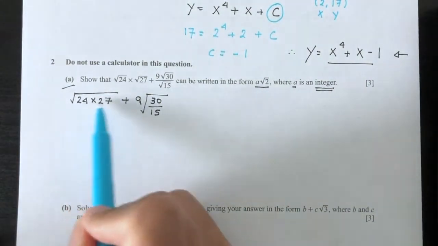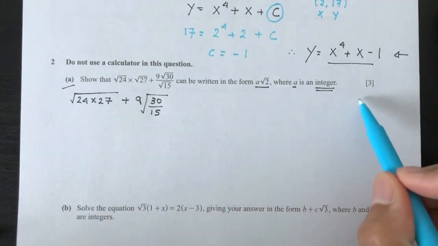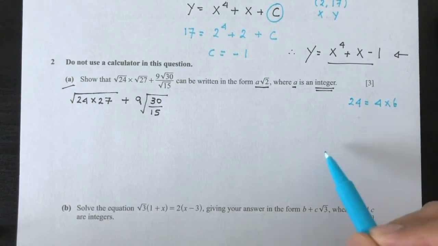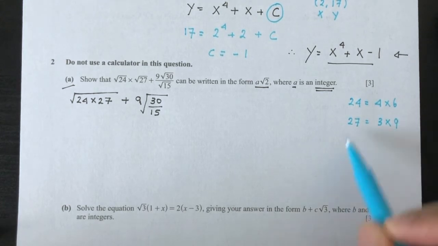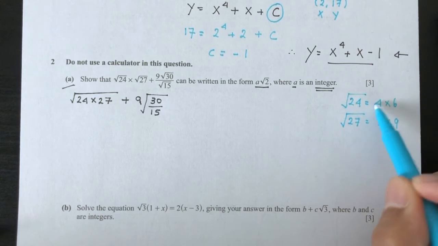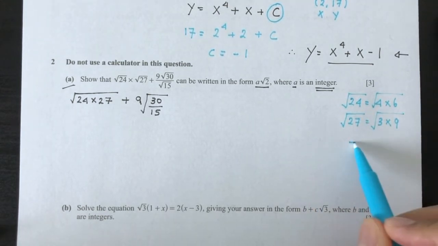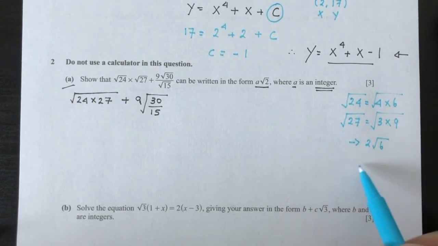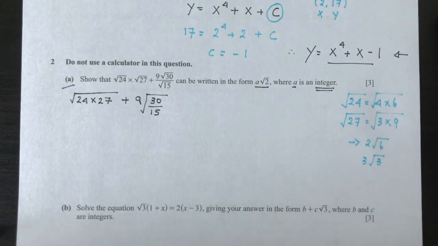So for example, here we have 24 and 27. So what do you know about these two numbers? Let's write this down. 24, we know it is 4 times 6. And 27, we know this is 3 times 9. So what happens if you apply the square root to those two? For the first one, it will give you 2 root 6. This one will give you 3 root 3. Yeah, I hope this makes sense, right?